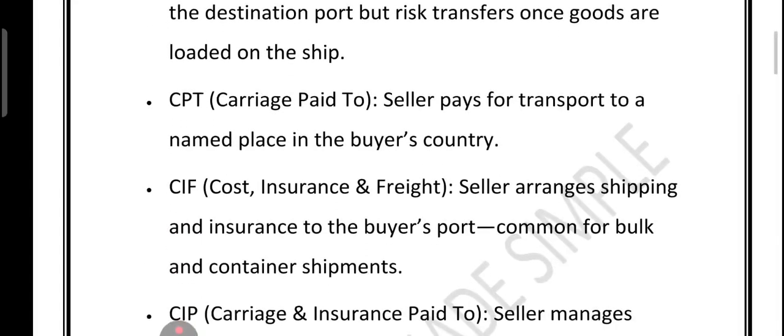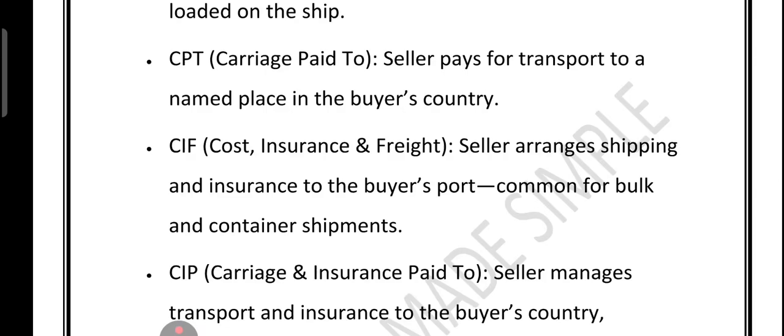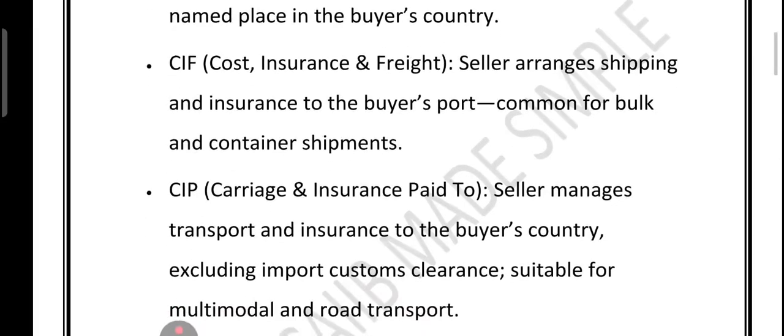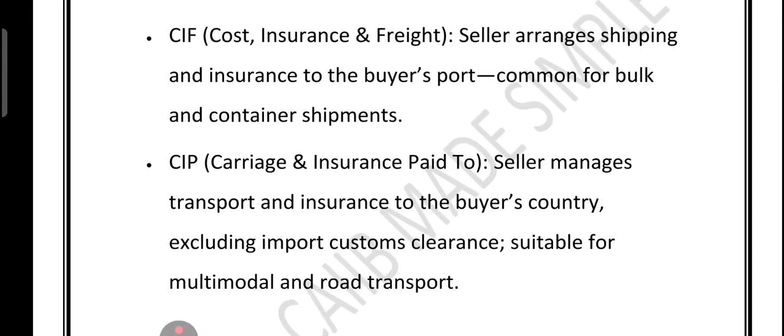What about CPT? CPT stands for carriage paid to. Means the seller pays for transport to a specific place in the buyer's country. Could be a warehouse, could be a depot, or could be the port. Then we have CIF. CIF stands for cost, insurance and freight. This is like CFR but with insurance included. Insurance here is also included, which is to be paid by the seller. So the seller handles shipping and insurance until the goods reach the buyer's port. Very common for bulk goods and containers.